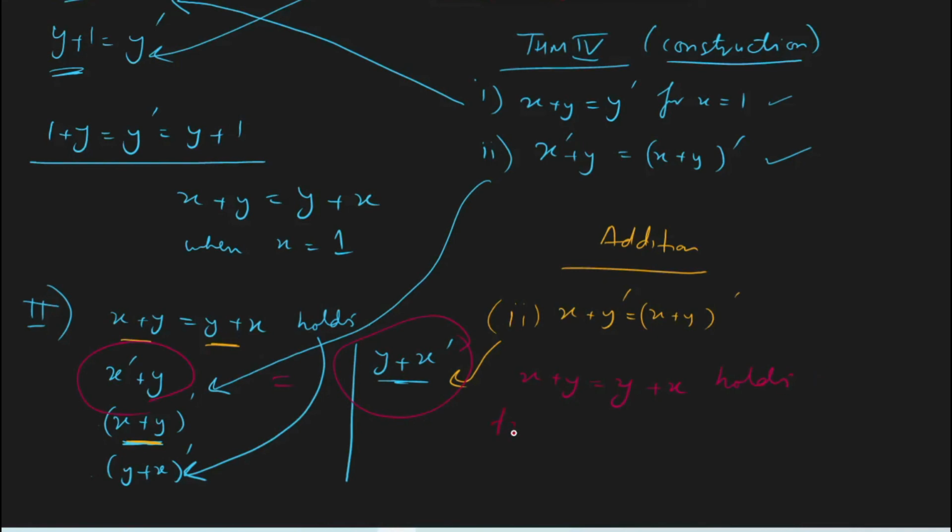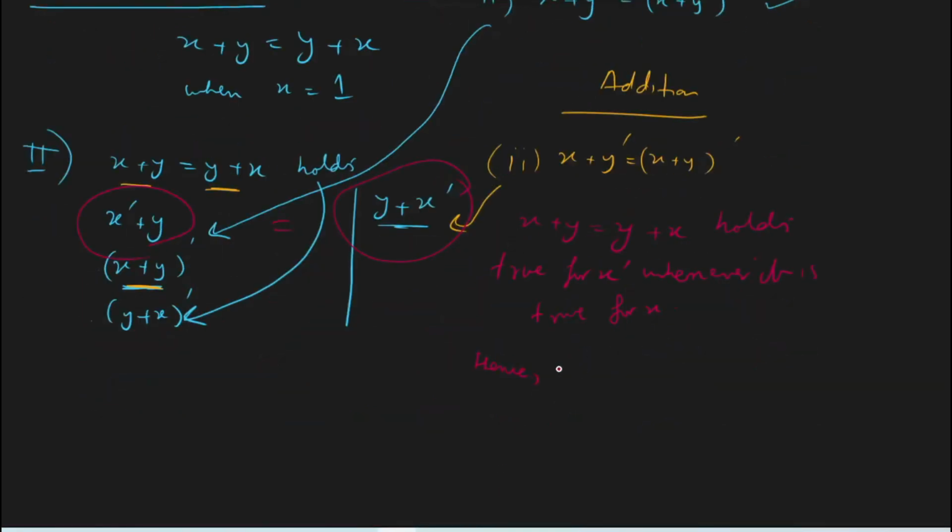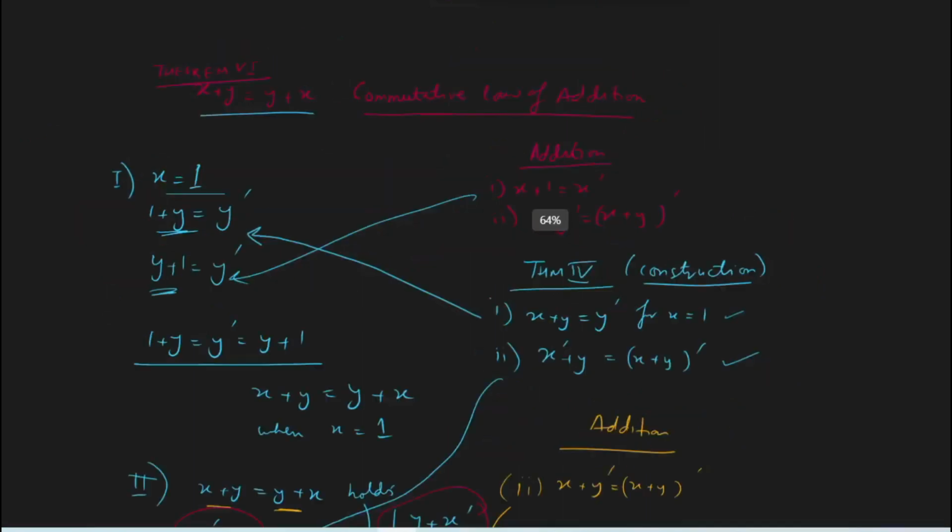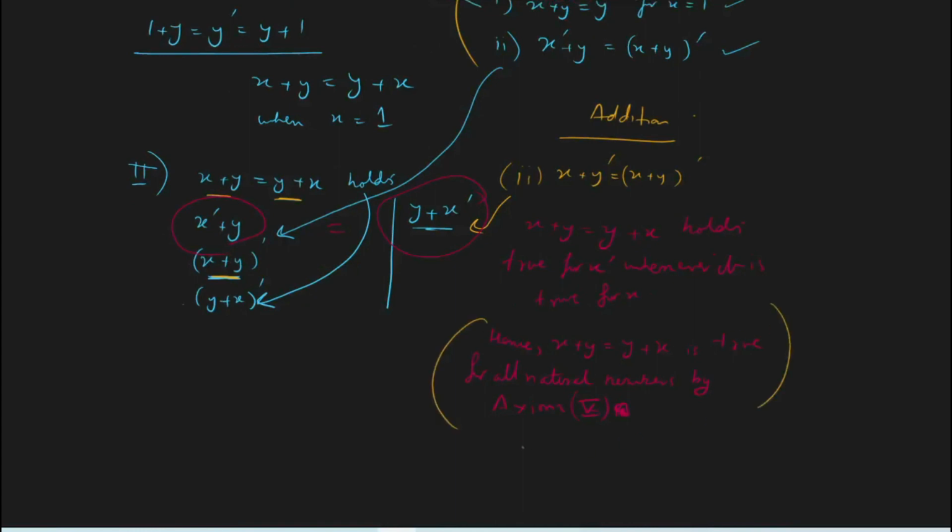holds true for x prime, rather, whenever it is true for x. And so we have proved that x plus y is equal to y plus x is true for all natural numbers by axiom 5, which is our axiom of induction here, right? And hence it is proved. Again, I want you to look at the proof in its entirety. First, we prove this for the case of 1, and then we use these two properties, and then we prove this for the first case, and then for the second case. And hence we proved it for all natural numbers. And this completes our proof here.